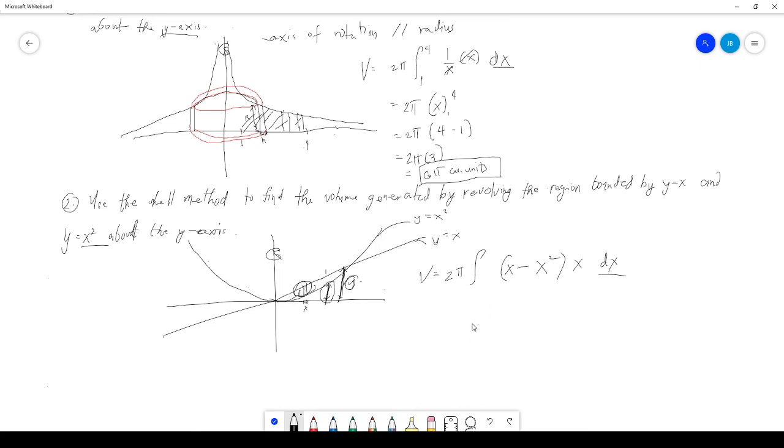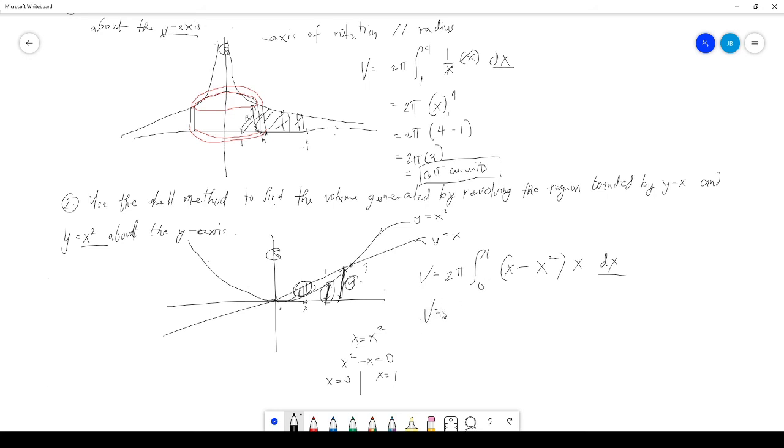Okay, now what is our limit? So we are going to find the points of intersection here. Obviously that's from 0 to what? Now to find that one, you have to equate both sides. So that's x is equal to x squared. So you can do x squared minus x is equal to 0. Then you can get here two values of x, which is x is equal to 1 and x is equal to 0. So therefore, our limits of integration is from 0 to 1.